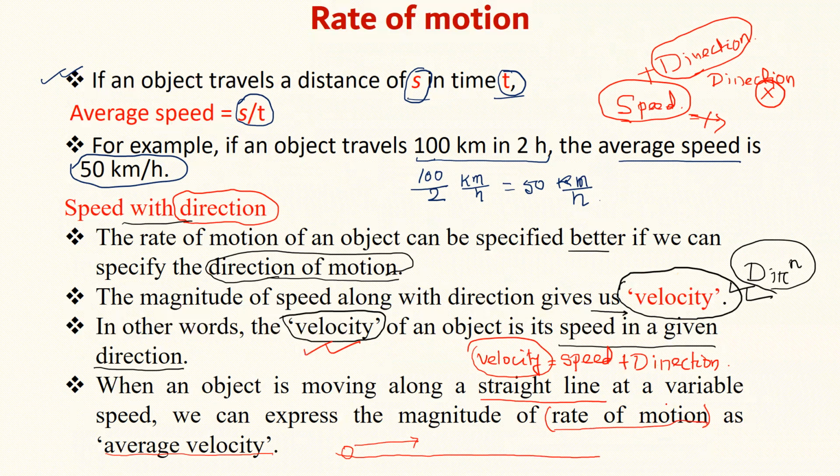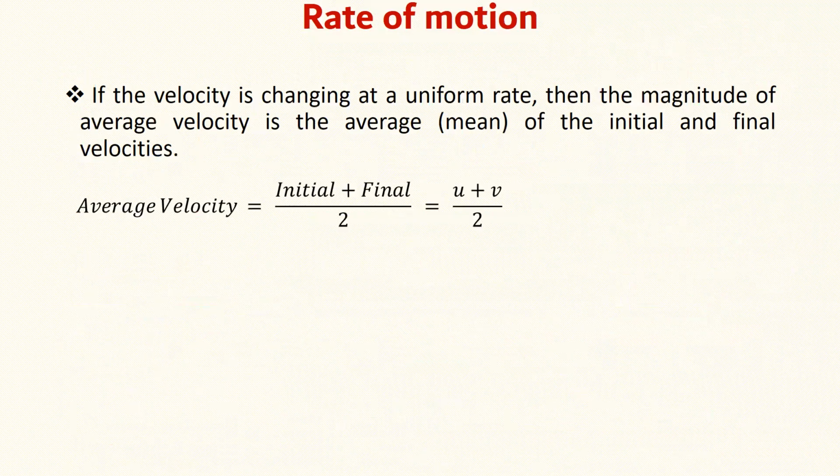Why can we express the rate of motion as average velocity? Because the ball is always moving in a given direction. The given direction is towards the right. It will not be moving down, up, or left. It will be moving only along one particular direction. In such a case, the object will have an average velocity. So once again, what is velocity? Velocity is nothing but speed with a fixed or given direction. I hope you have understood the concept of velocity.